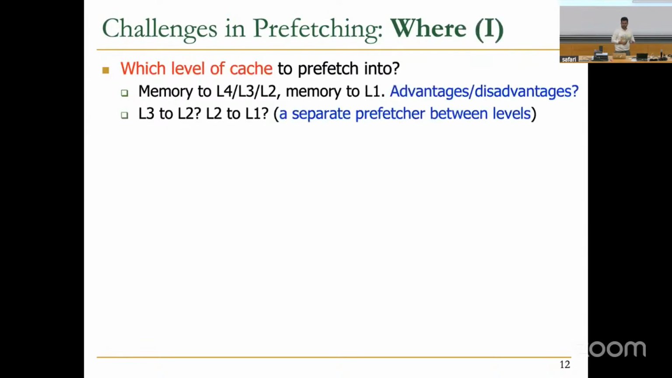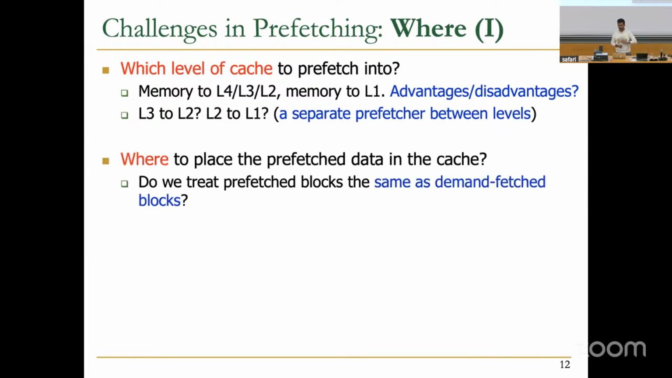Okay, so that's the when part. Now comes the where part of prefetching. As I said, where is a multi-pronged question. Where do you want to prefetch into? Do you want to prefetch from memory to L4, L3, L2, different levels of caches? What are the advantages and disadvantages of putting data into the different levels of cache?